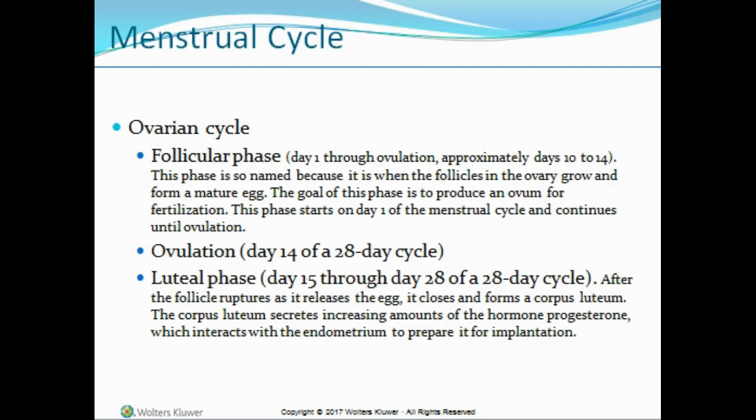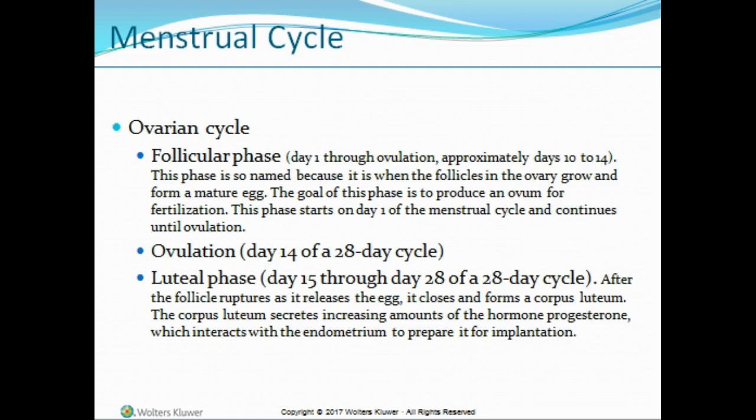So again, the different phases of the menstrual cycle. We have the ovarian cycle, and that consists of the follicular phase, which is day 1 through ovulation, approximately days 10 to 14. This phase is named because it is when the follicles in the ovary grow and form a mature egg. The goal of this phase is to produce an ovum for fertilization. This phase starts on day 1 of the menstrual cycle and continues until ovulation. We know that ovulation is day 14 of a 28-day cycle.